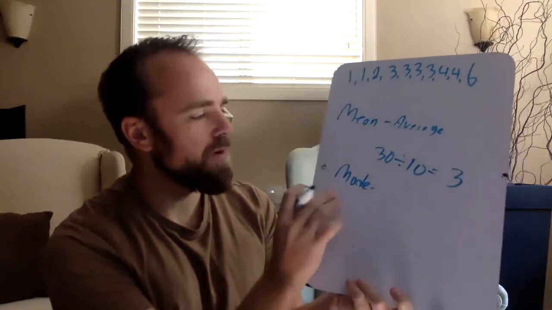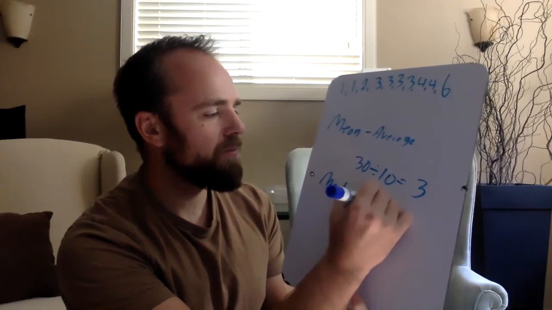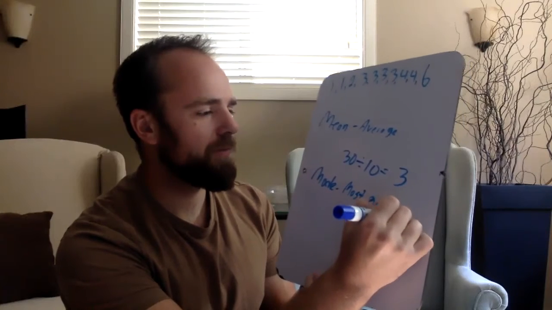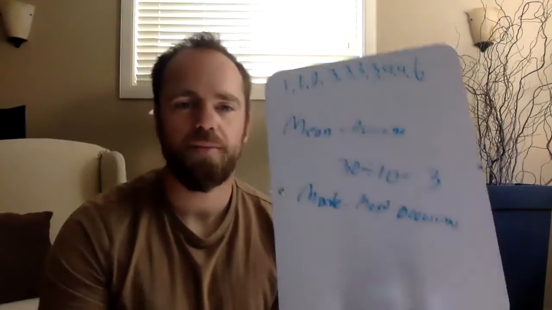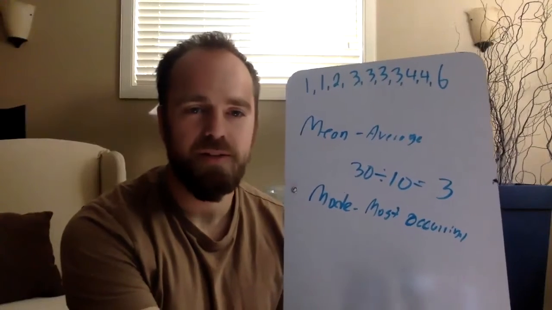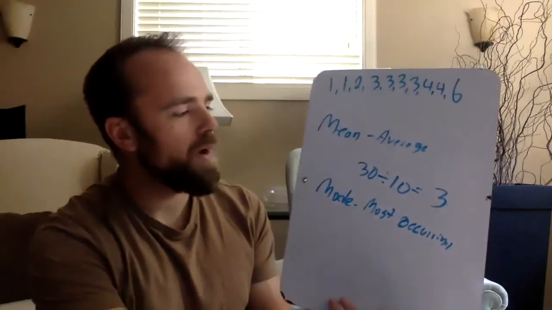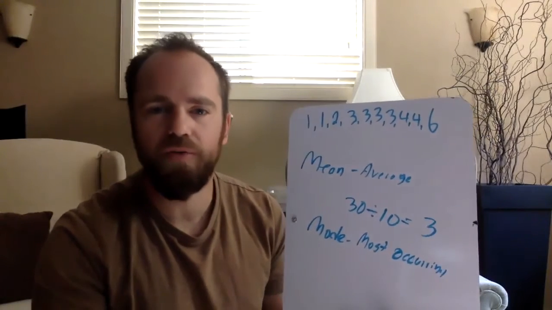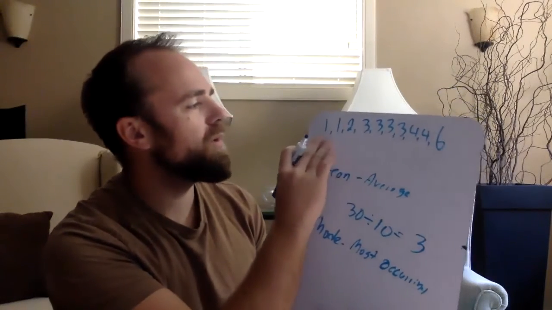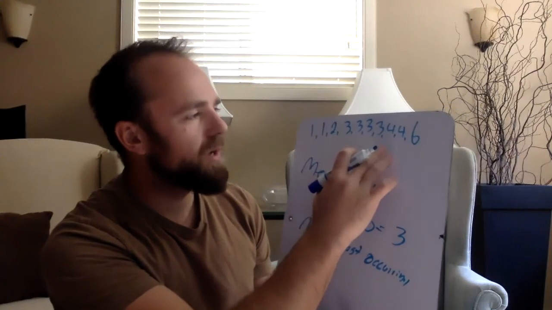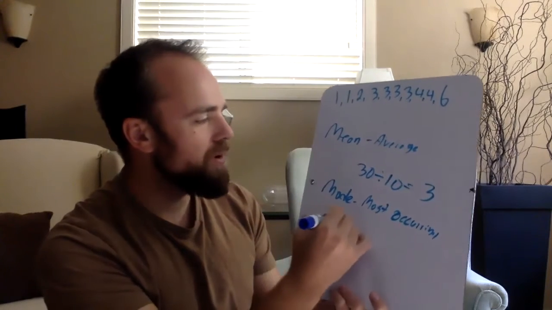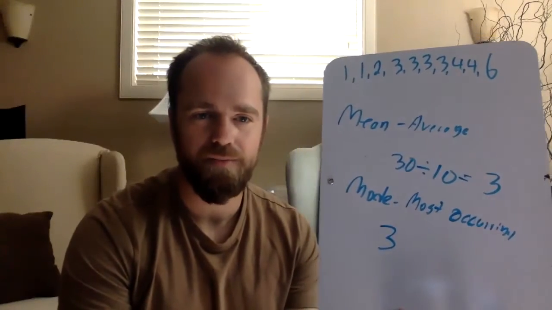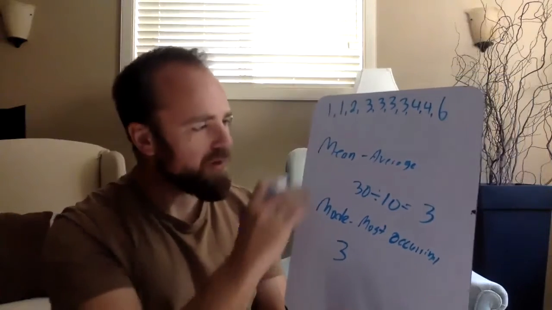When I'm talking about mode, this is the most occurring. So this is the one that happens the most often. This changes things up a little bit. Now, what I'm actually saying is which one happened the most frequently? Well, I have 1 twice. I have 2 once. I have 3 four times. I have 4 twice, and I have 6 once. So my mode would be 3. In this case, it happens to be the same as my average. So these are the two things.